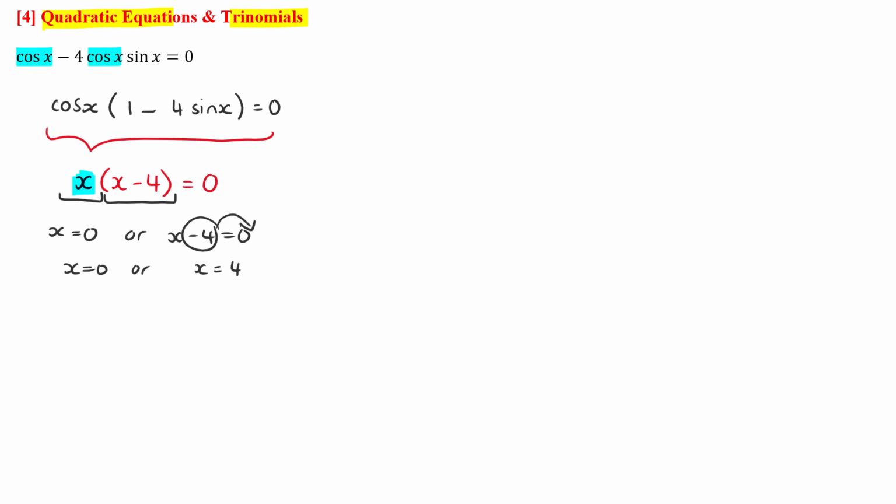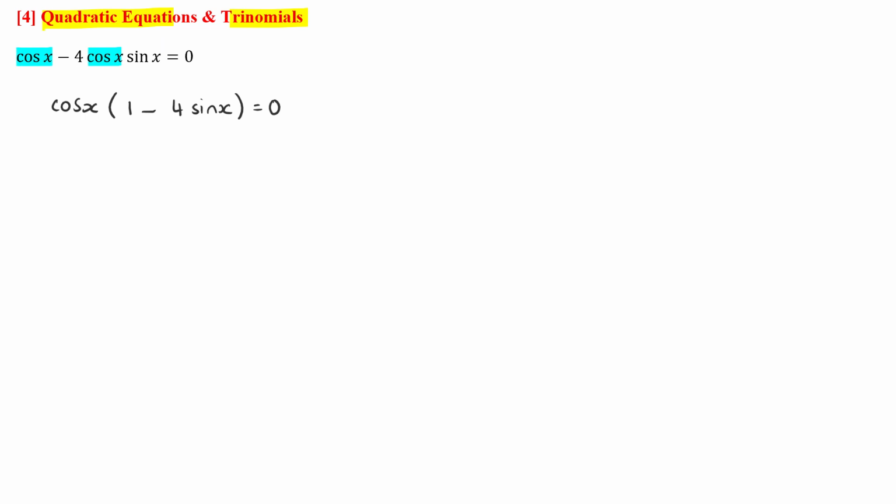So we're going to use the exact same principle here, where we look at the two factors that we've been given, and then we equate those factors to 0. So when we do that, we will get our first factor as cos x, and our second factor is 1 minus 4 sin x. So that tells us that our first factor must equal 0, so cos x will equal 0, or 1 minus 4 sin x must equal 0.